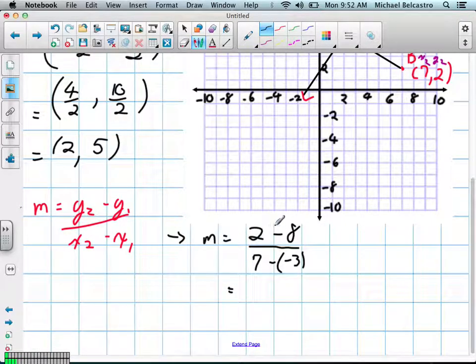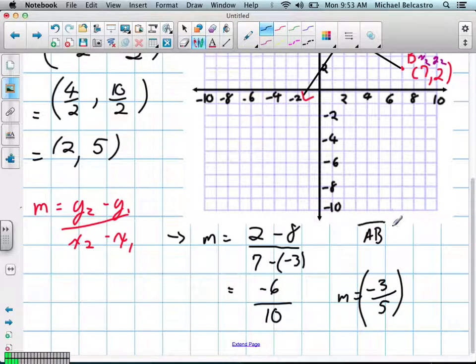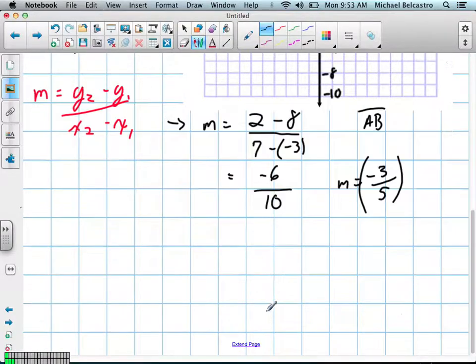So while finding the slope, 2 subtract 8 is -6. 7 subtract -3 is actually 10. As a reduced fraction, this is -3 over 5 as a slope. So this is very important. The slope of line or line segment AB is -3 over 5. Perpendicular to this is very important. It's something called the negative reciprocal.